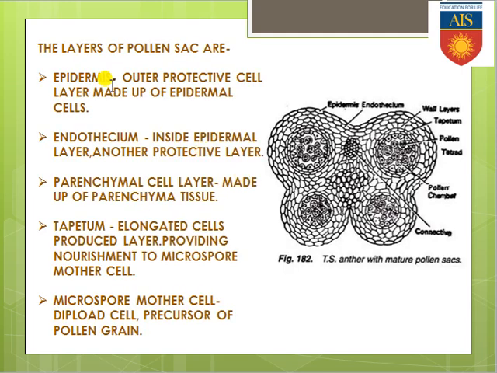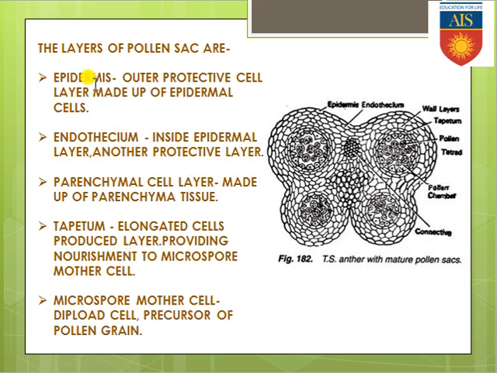You can see here, in the structure of the pollen sac, there are the following layers. The outer one is commonly known as epidermis. Next there is another layer known as endothecium. Third there is a parenchymal cell layer. Next there is another layer, the tapetum, and the fifth one is the microspore mother cell. So let's see what each of these layers signifies.